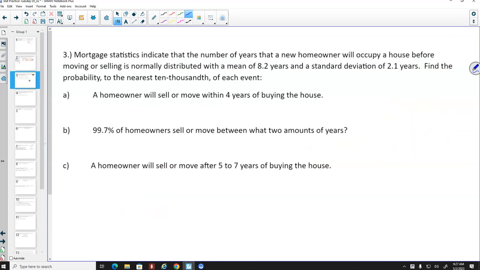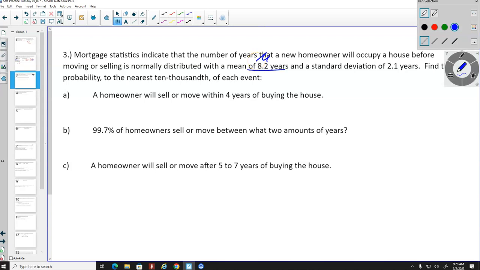Question 3. Mortgage statistics indicate the number of years that a new homeowner will occupy a house before moving or selling is normally distributed with a mean of 8.2. So again, this is your mean. And a standard deviation of, say, 2.1. Find the probability to the nearest thousandth of each event. So a homeowner will sell or move within 4 years of buying the house.